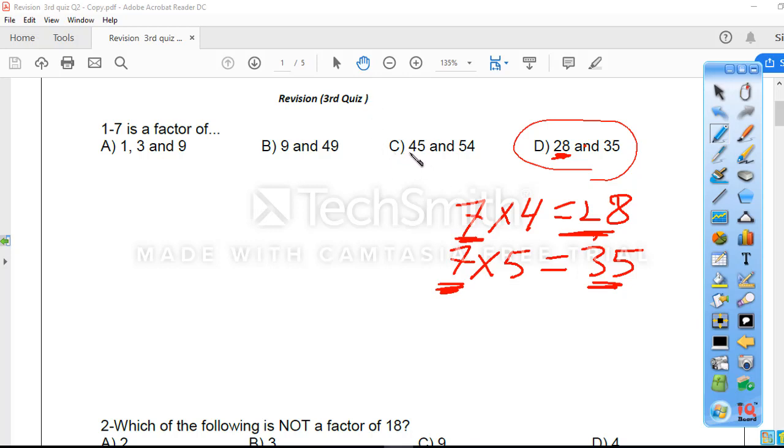But in choice C, for example, why can we not take it? Here 45 we cannot get by using the 7, right? The same for 54, the same for 9, but 49, yes, we can do it. But what makes choice B wrong is this number, which is 9.